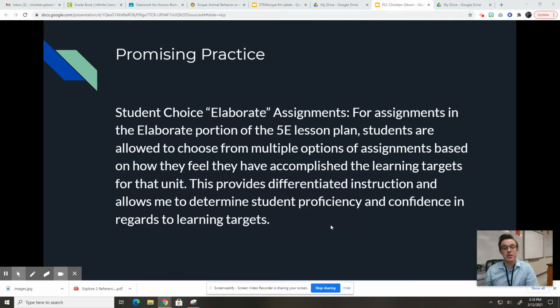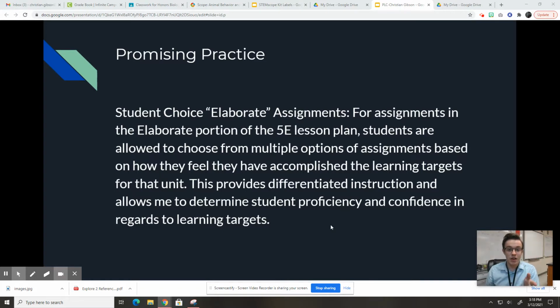So for this week's PLC, we're going to be looking at a promising practice. And this promising practice is student choice elaborate assignments. For assignments in the elaborate portion of the 5E lesson plan, I allow students to choose from multiple options of different assignments based on how they feel they've accomplished the learning targets.